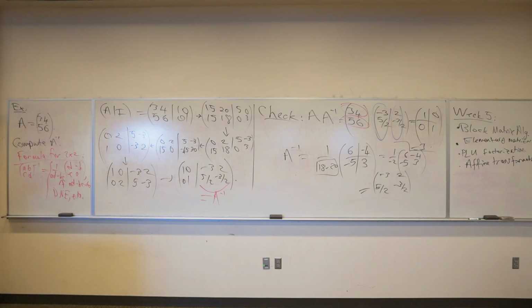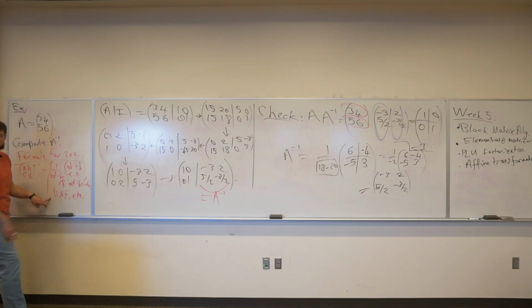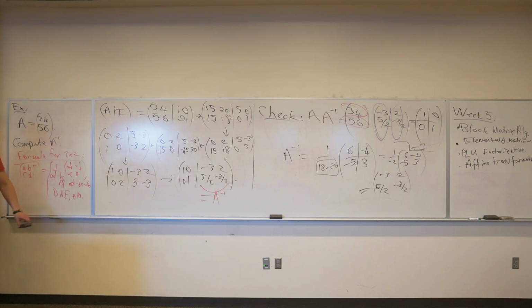For the formula, does it say AD minus BC? Yes, AD minus BC. So if this one doesn't equal 0, does that mean it doesn't exist? Oh, the inverse is this matrix scaled by this number if AD minus BC is not equal to 0. The inverse doesn't exist otherwise, which means if AD minus BC is 0.